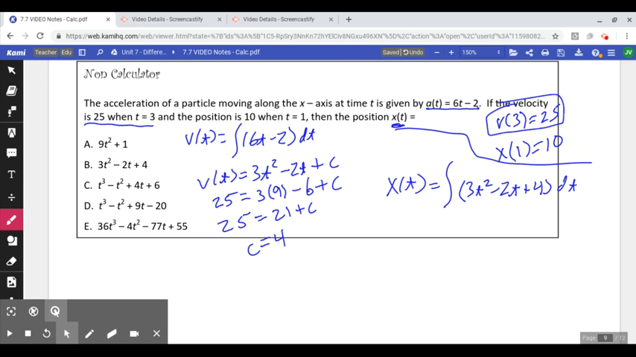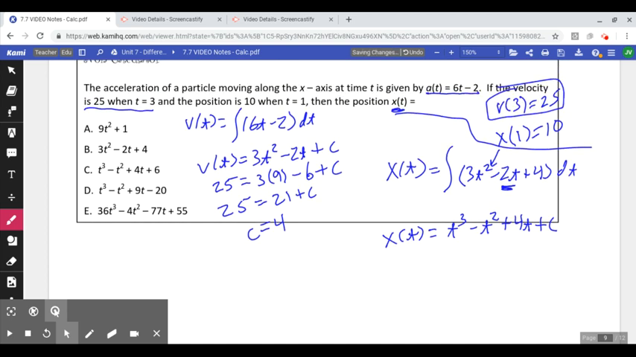So if we find the antiderivative of that right-hand side, that works out to be t to the third. We would add 1 to this exponent right here and then divide by the new exponent. So that would be t to the third. And then we've got minus t squared. That's the antiderivative of negative 2t, plus 4t, and then plus c.